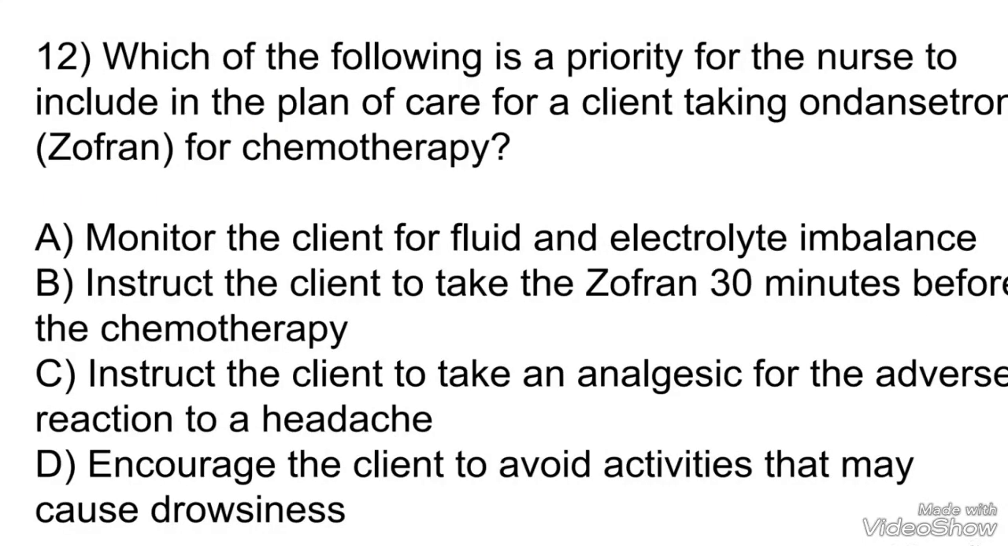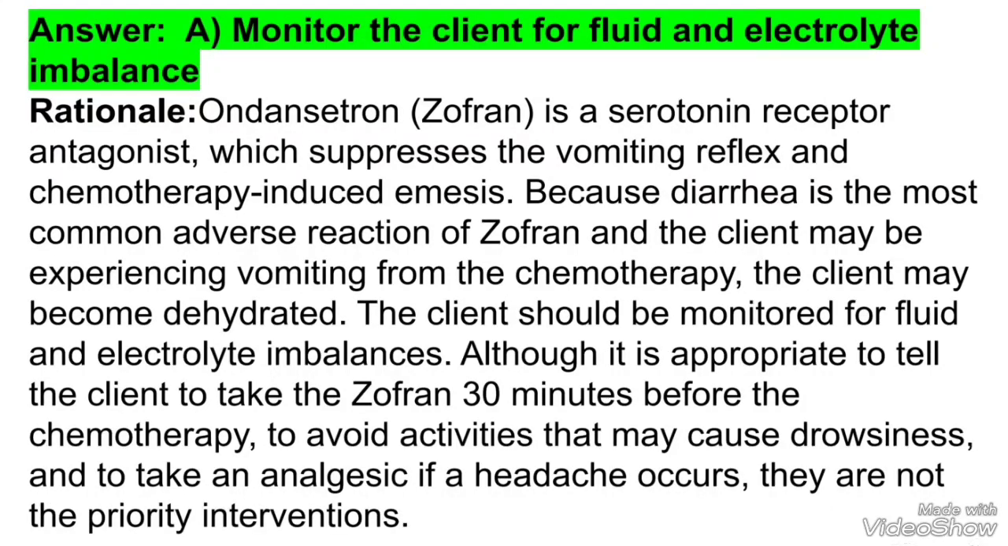12. Which of the following is a priority for the nurse to include in the plan of care for a client taking ondansetron for chemotherapy? A. Monitor the client for fluid and electrolyte imbalance. B. Instruct the client to take the Zofran 30 minutes before the chemotherapy. C. Instruct the client to take an analgesic for the adverse reaction of a headache. D. Encourage the client to avoid activities that may cause drowsiness. Answer: A. Monitor the client for fluid and electrolyte imbalance.